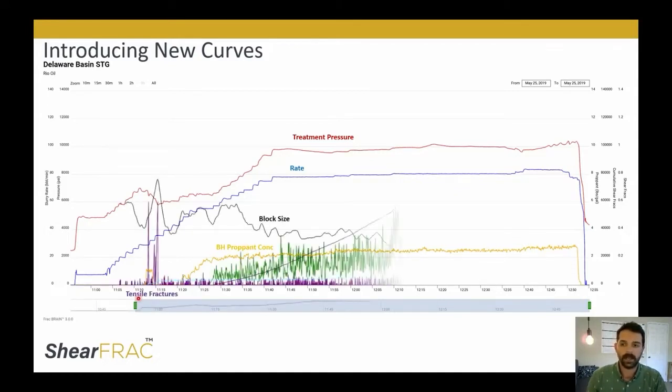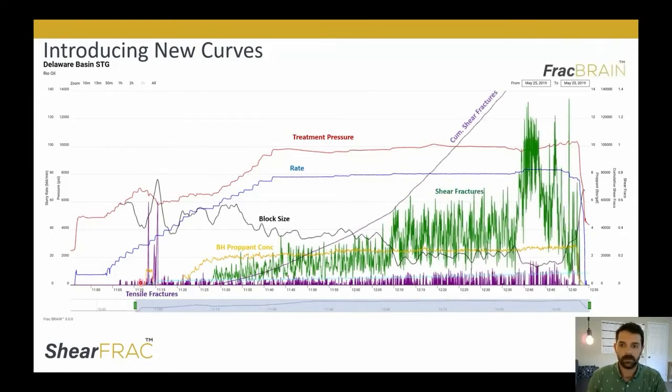So the added output we have are these extra curves. You can see that we have primarily shear fractures. This is the green grass, counting shear fracture intensity, and cumulative line here in purple. And then you have these purple graphs here. These are tensile fractures. So obviously here at the beginning of the stage, getting out of the perforations, there's your big tensile fractures. And then you have tensile fracturing happening throughout.